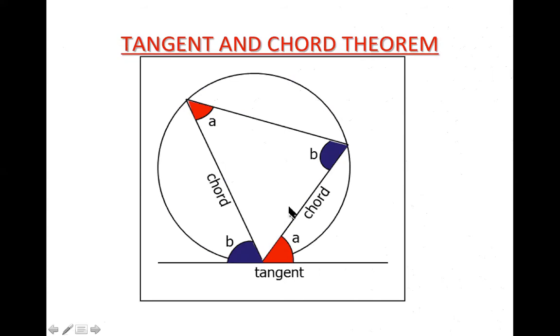So here we are looking at the tangent and chord theorem. Before we go to solve a question, remember that this line is a tangent. A chord is any line that divides a circle into two, but not two equal parts. So this one is one angle.